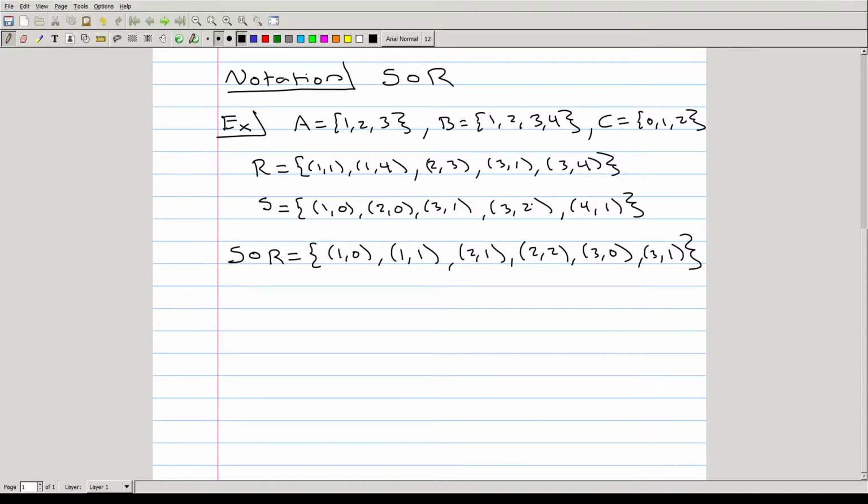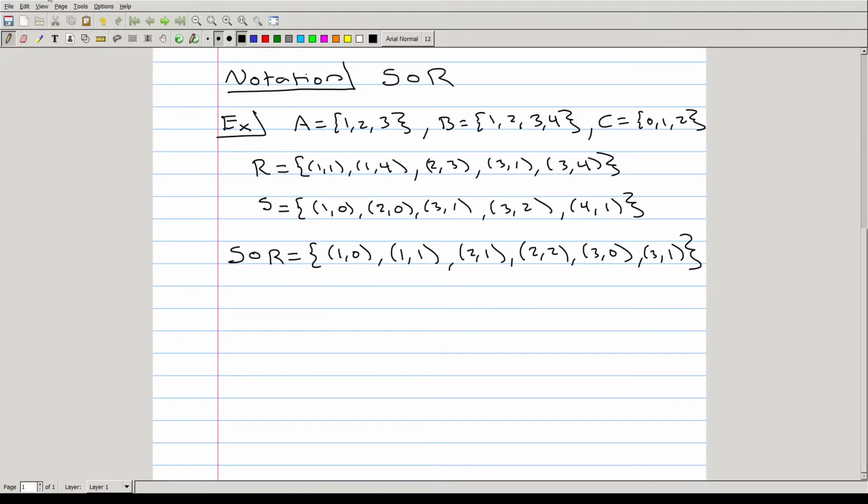And you may be wondering why (1,1) is showing up in this composition, but you can see very clearly that (1,4) is in the relation R, and (4,1) is in the relation S. So 4 is connected to the second component of R, to the first component of this ordered pair. Therefore (1,1) is in this composition relation, as is the same for each one of these.